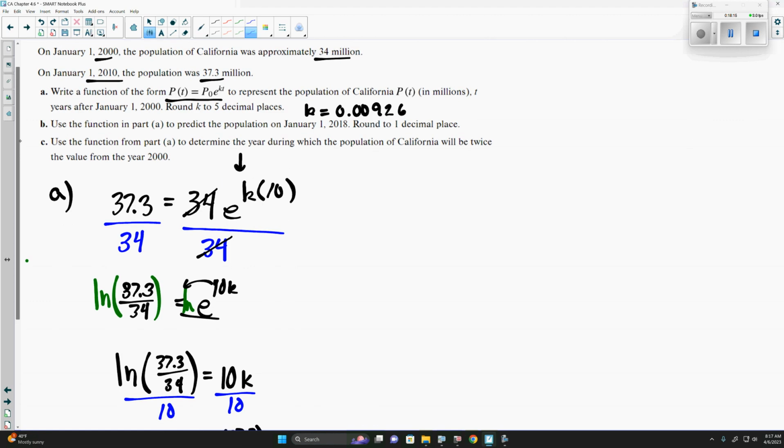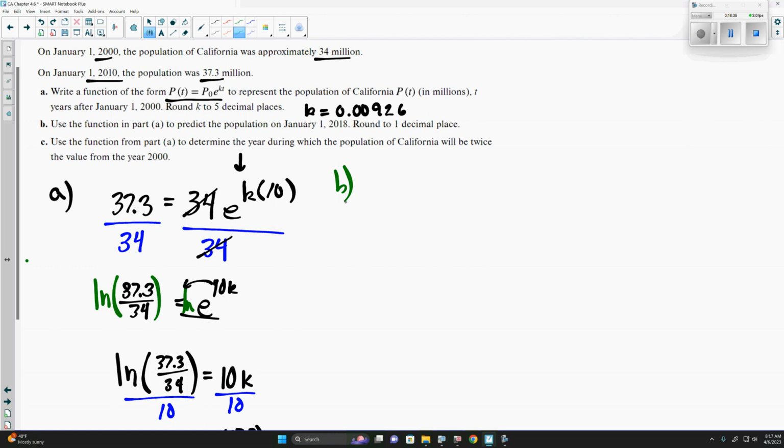Any questions on how we found the value of k for part A? We're ready for part B. Part B: Use the function in part A to predict the population on January 1st, 2018. Round to 1 decimal place.